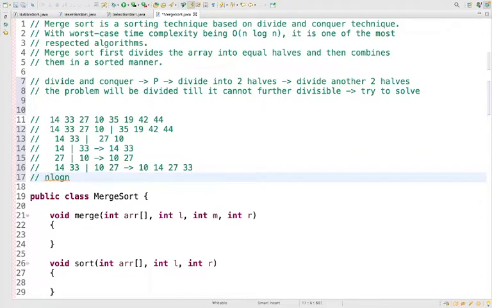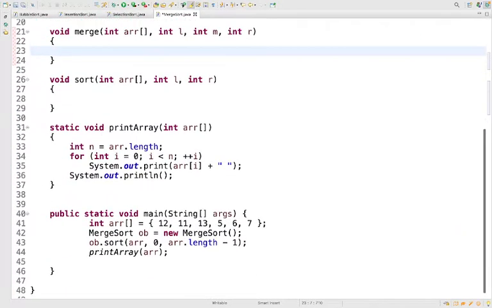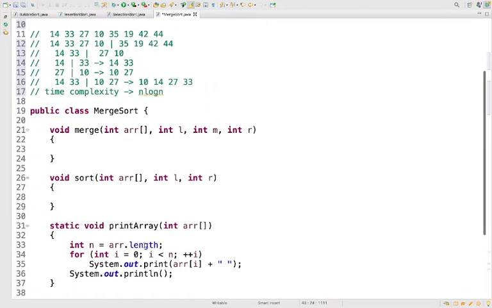Okay, let's try to write the function here. Now let's write the function for this. Again the template is the same. In the main function we have defined some array, we are calling the merge sort object, from that object we're calling the sort function, and then we are printing the array.